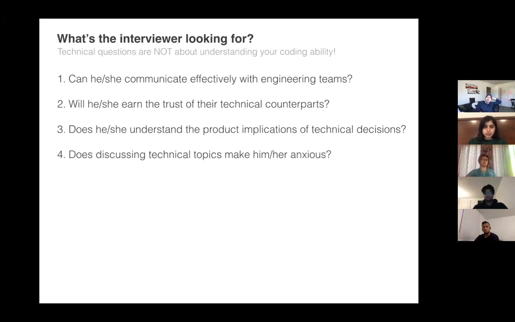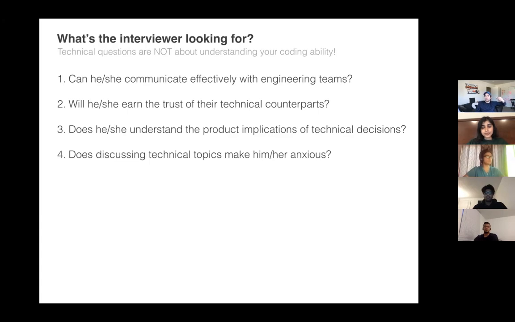And then the last thing: does discussing technical topics make the candidate anxious? For folks pursuing product management, you are in a good bucket, especially the folks on this call that are CS majors, because there are a lot of folks who want to get into the career path who don't have that background. Even though you don't need to code, and I want to be pretty explicit about that, it is not a requirement in my mind to be a successful PM.